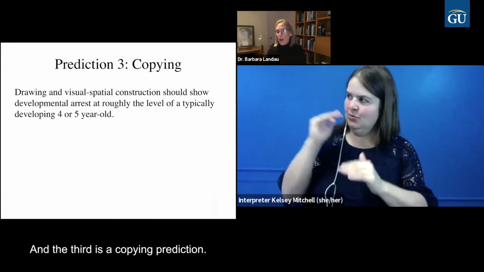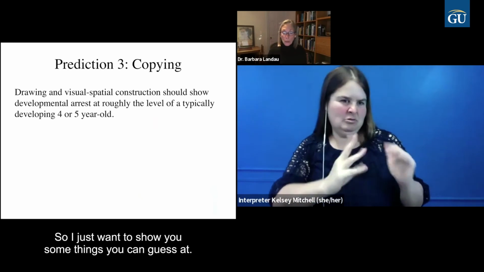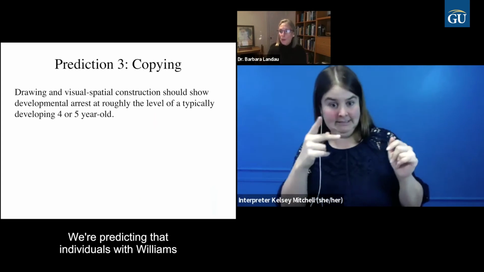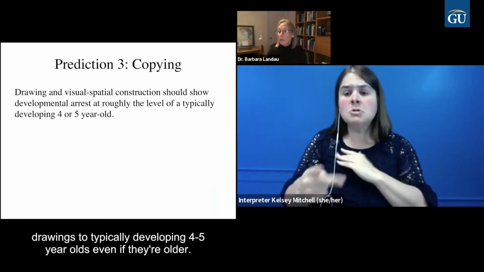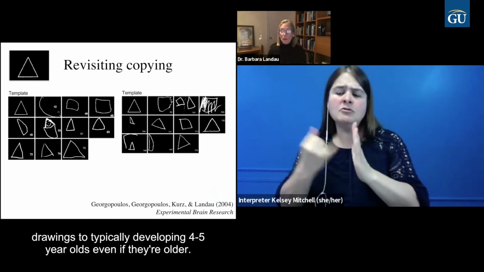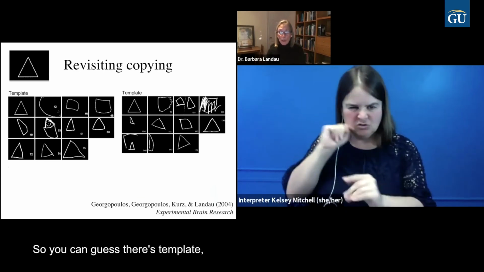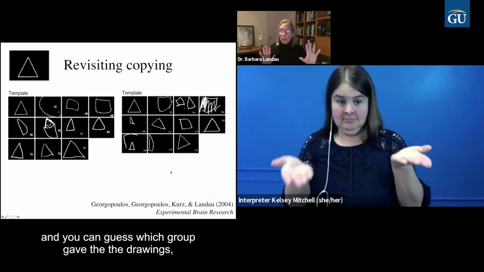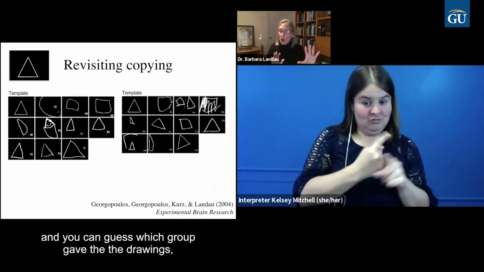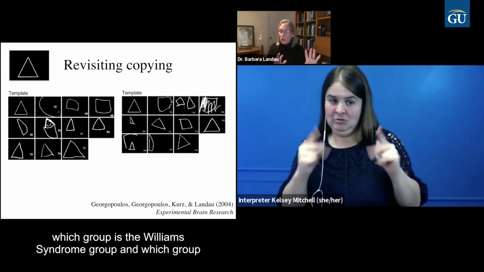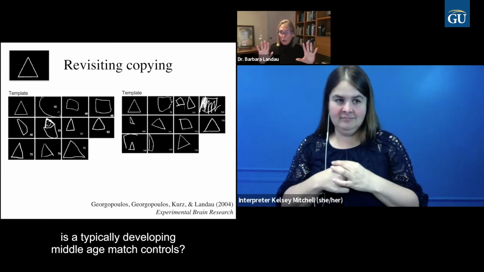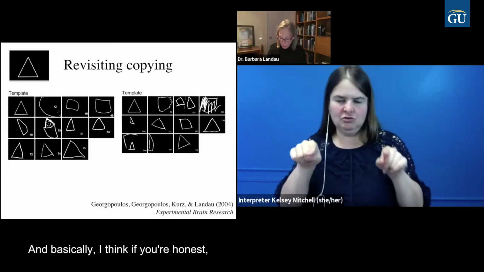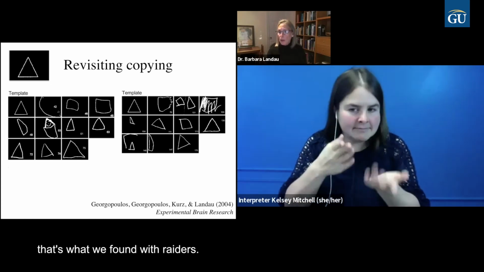And the third is a copying prediction. So I just want to show you some things you can guess at. We're predicting that individuals with Williams syndrome will have very comparable drawings to typically developing 4 or 5-year-olds, even if they're older. So there's one set on the left and one set on the right, and you can guess which group gave the drawings, which group is the Williams syndrome group and which group is the typically developing mental age match controls. And basically, I think if you're honest, you probably won't be able to tell the difference. That's what we found with raters.